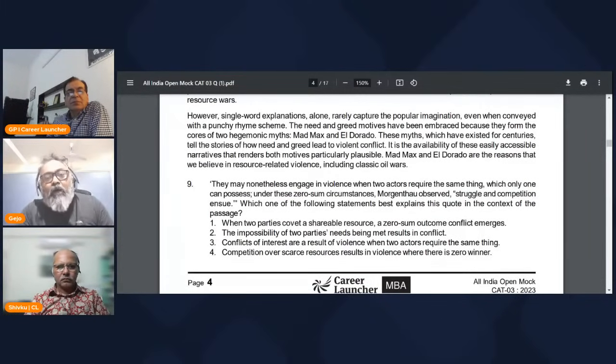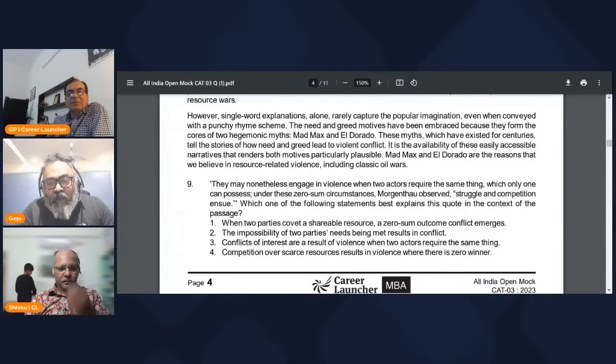And there are people who marked answer choice number 4, which is, I think, a simple misinterpretation of what zero sum circumstances mean. So competition over scarce resources results in violence when there is zero winner. Thought a zero winner. One person is going to win. That is not zero sum. Okay. So if you actually think about it, there is no way this particular question had to have 35% accuracy. People should have got this question correct.